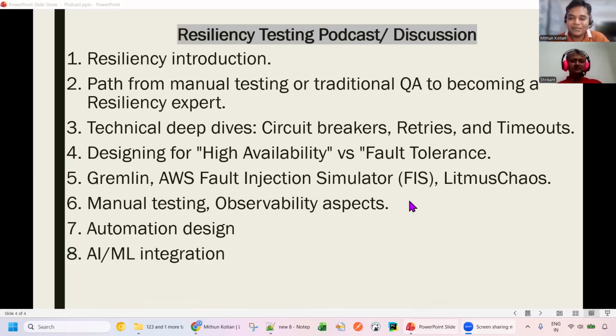Moving on. So, designing for high availability versus fault tolerance. It is a good debatable question. Somebody may agree with the left side, somebody may agree with the right side. So let's talk about it. That totally depends on how much you can spend also, right?